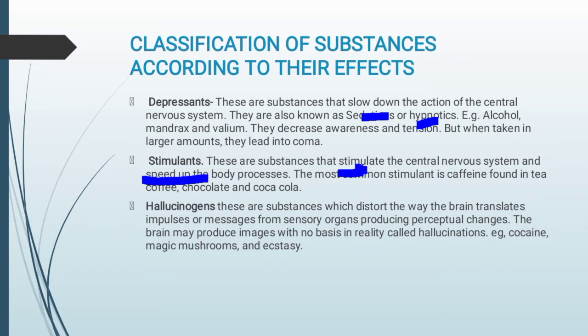Hallucinogens. These are substances which distort the way the brain translates impulses or messages from sensory organs, producing perceptual changes. The brain may produce images with no basis in reality, called hallucinations. You start seeing things which are not real. I've got only one person here, you are seeing three, because the brain is not translating impulses or messages from the sensory organs normally.